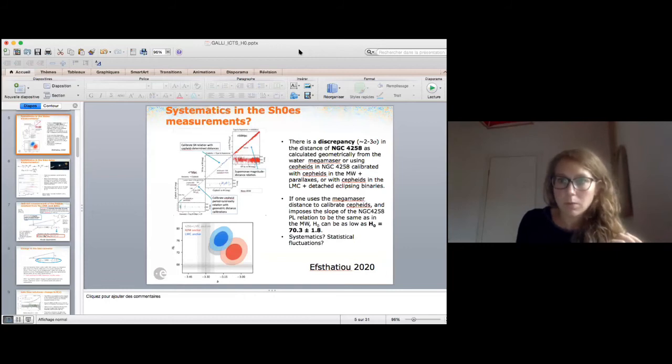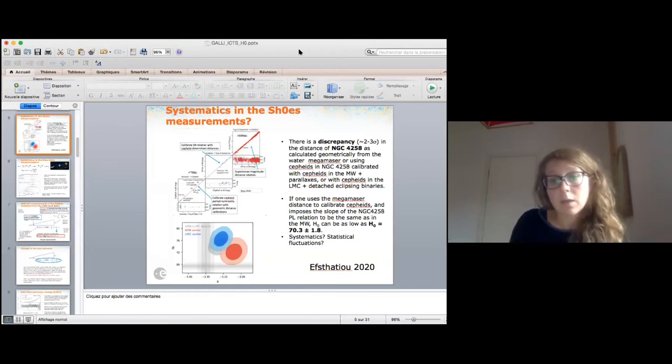need to also impose a prior on the Cepheid PL relation. So if you don't believe any other anchor, you only believe this NGC and you believe the slope of the PL relation from the Cepheids from the Milky Way or LMC, then H0 could be as low as 70, but maybe it's the distance to NGC 4258 which is wrong, and then all the others are right, and then H0 is still high.